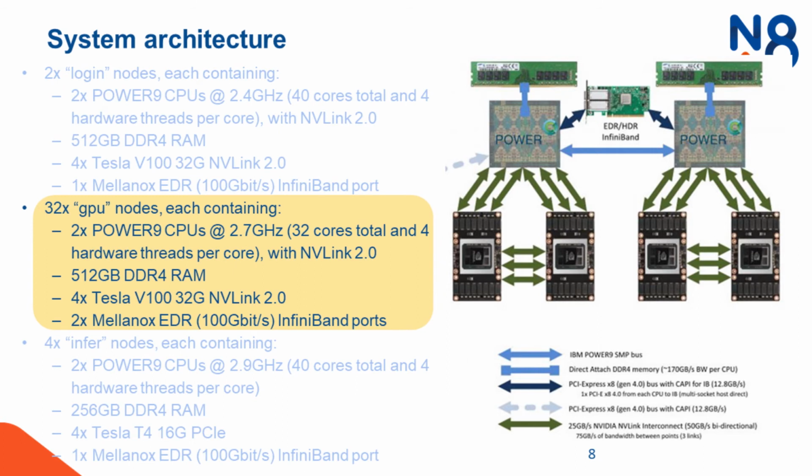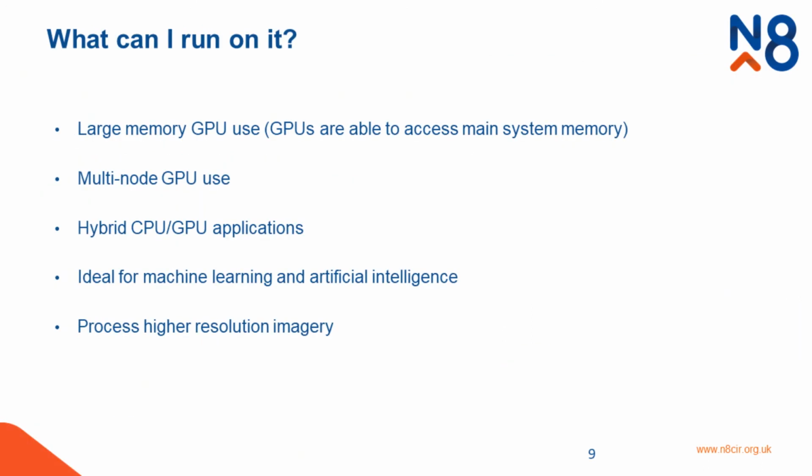So you will probably be interested mostly in the compute nodes, the GPU nodes that Bede has. Bede is mainly a GPU machine with 32 GPU nodes that each contain 4 Tesla V100 GPUs, but also 2 Power 9 CPUs. As you can see in this picture, we have the NVLink connections between the GPUs, but also the connections between the GPUs and CPUs, to enable both multi-node GPU use, but also large memory GPU use, so that the GPUs are able to access the main system memory.